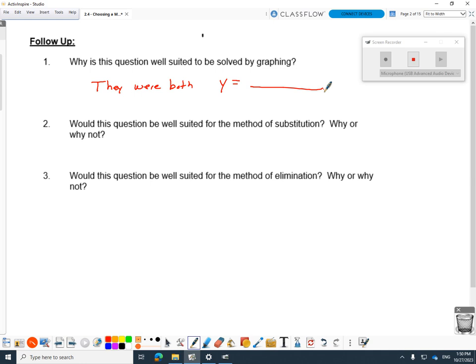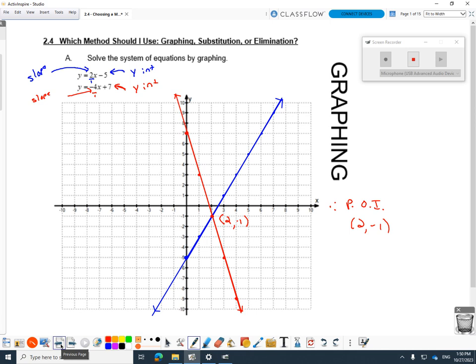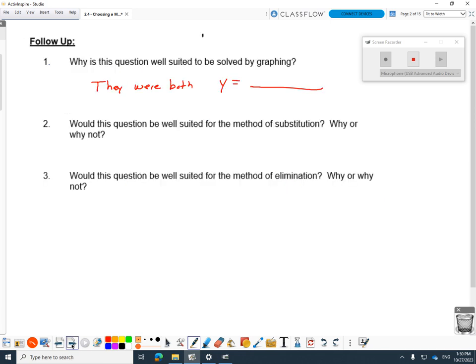Would this question have been good for substitution? Maybe you don't know the answer. Or maybe you're like, yeah, they're both y equals. Wouldn't they be great for substitution? I say, yes. They were both y equals. So if they're both y equals, this is what this lesson is trying to teach. Graph it, use substitution, you have your choice. There will be something like, oh, I don't really like graphing. Oh, I don't really like substitution. No problem. If they're both y equals, you can do either one.